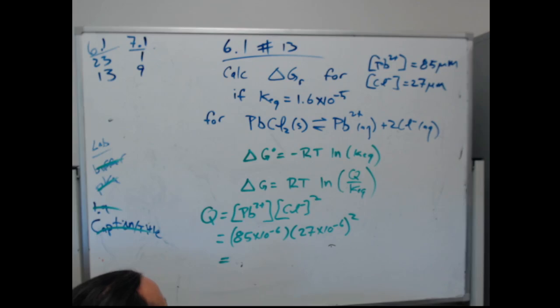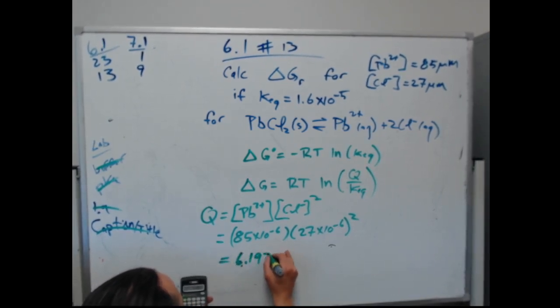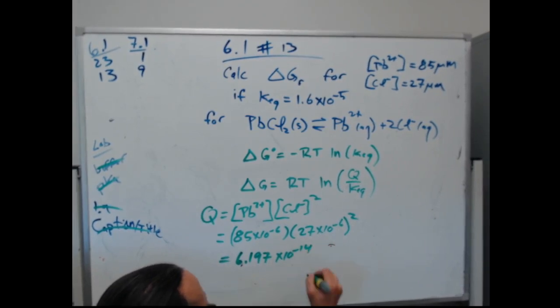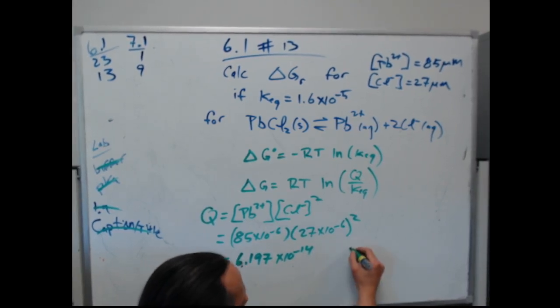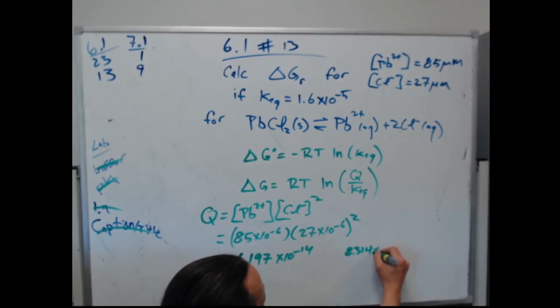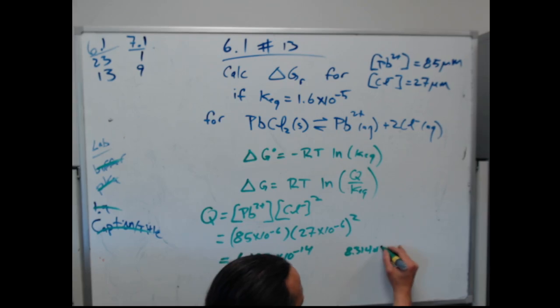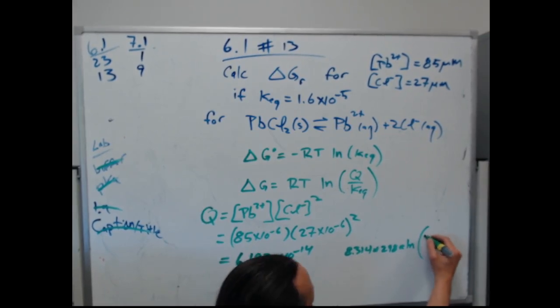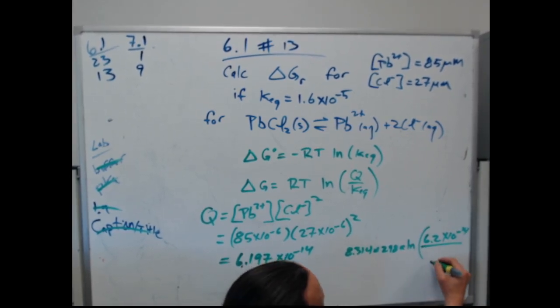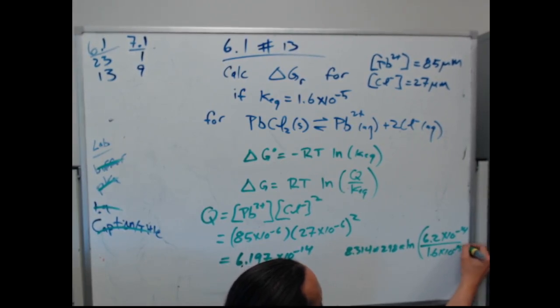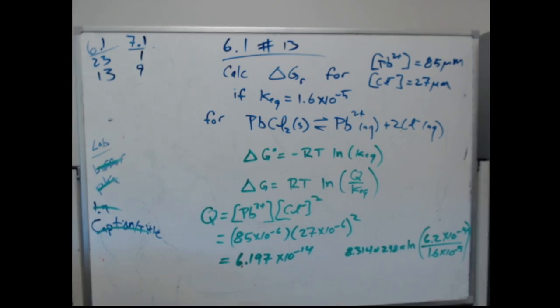So we've got our Q value here as 6.197 times 10 to the minus 14. And then we just plug everything in. I'm going to have R, which is 8.314. What was the temperature? 25 degrees Celsius. So we'll call it 298, times natural log of, I'm just going to call it 6.2 times 10 to the minus 14 divided by 1.6 times 10 to the minus 5. Right, and I just calculate that. I should find that it's a negative value, meaning that it's spontaneous.